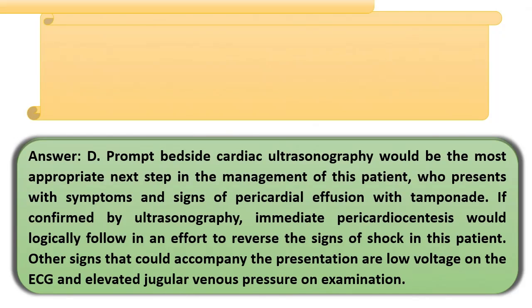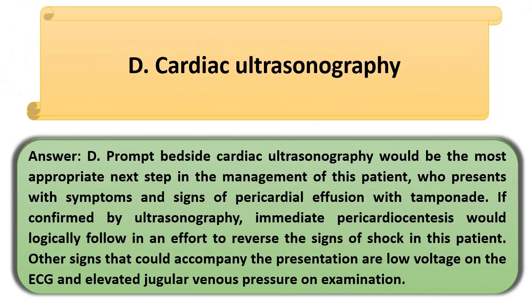Answer is D. Prompt bedside cardiac ultrasonography would be the most appropriate next step in the management of this patient, who presents with symptoms and signs of pericardial effusion with tamponade. If confirmed by ultrasonography, immediate pericardiocentesis would logically follow in an effort to reverse the signs of shock in this patient. Other signs that could accompany the presentation are low voltage on the ECG and elevated jugular venous pressure on examination.